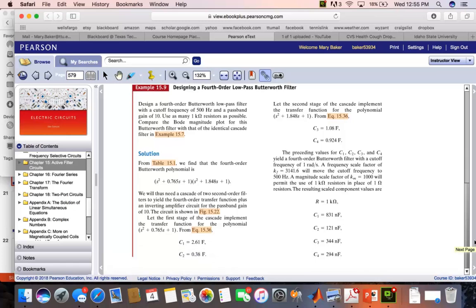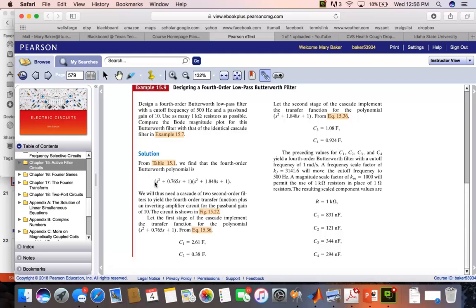So here's an example of a fourth order Butterworth filter. In this particular example, we want a cutoff frequency of 500 Hertz and a passband gain of 10, using as many 1 kilo ohm resistors as possible. So basically this is a repeat of the fourth order Butterworth filter in example 15.7.